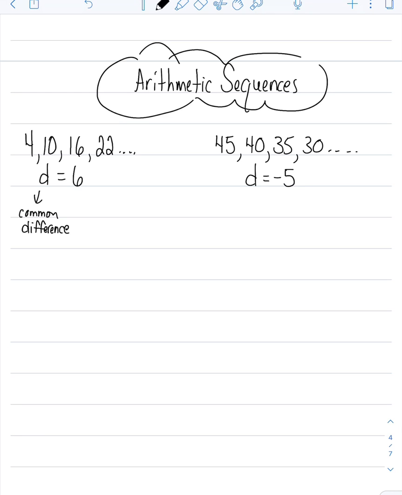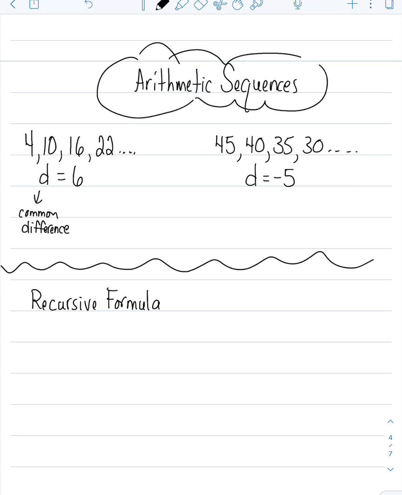Well, this behaves a lot like a linear function in that it has that adding or subtracting pattern. So that also means we can write equations for these situations. So before we actually get into that, I want you to write these down. There are two types of equations we can write for these. We can either write a recursive formula, or we can write an explicit formula. So let's write those, and again, then I'll explain them.